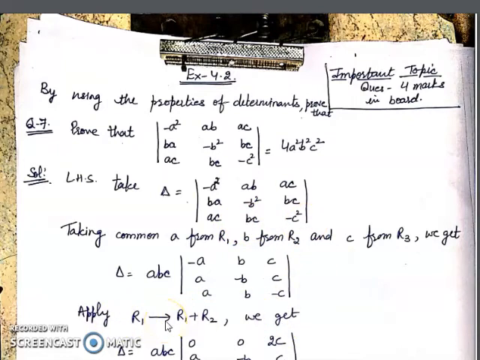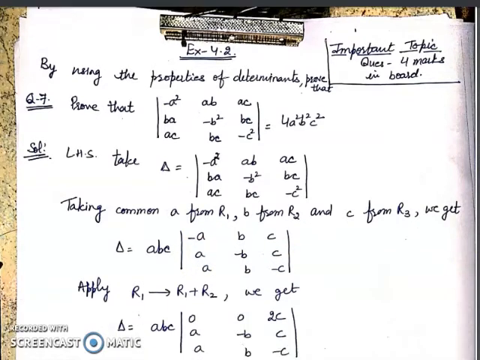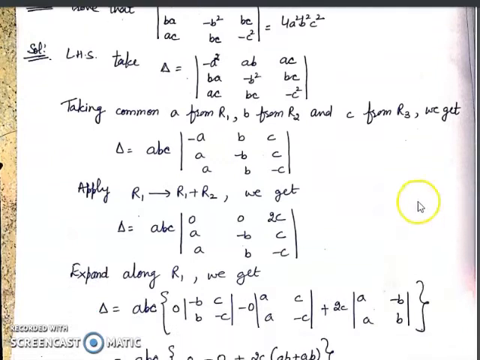Now apply R1 plus R2, because our main purpose is to make maximum zeros. When we apply R1 plus R2, we get 2 zeros in the first row, because minus a plus a becomes 0, b plus minus b is 0, c plus c is 2c. So we get 2 zeros in row 1. So expand along row 1.